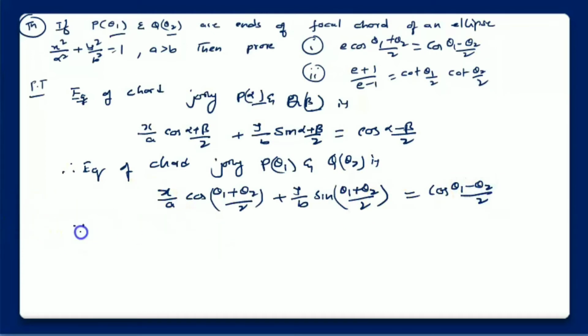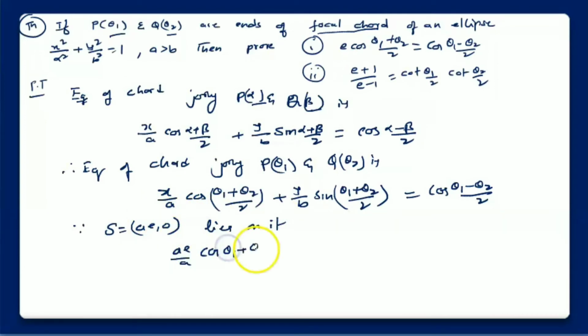Since S is equal to (ae, 0), a focal chord means a chord passing through the focus. Since S (ae, 0) lies on it, when you substitute ae for a, we get e cos of (theta 1 plus theta 2)/2 plus 0 is equal to cos of (theta 1 minus theta 2)/2. If you cancel these two things, then we'll get the following.